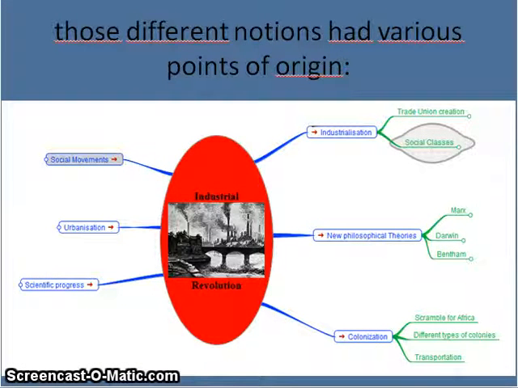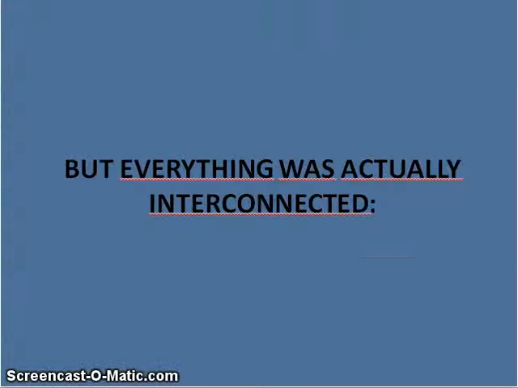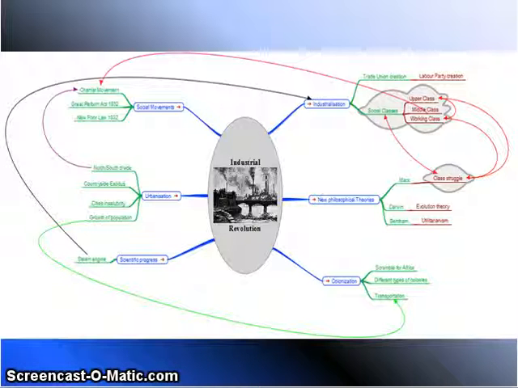For new philosophical theories, you have Marx's, Darwin's or Bentham's, and many others. And those gave birth to other movements, like for Marx, you can see the class struggle, or for Darwin, the evolution theory. But in the end, although these notions seem very independent of one another, they are all actually interconnected.